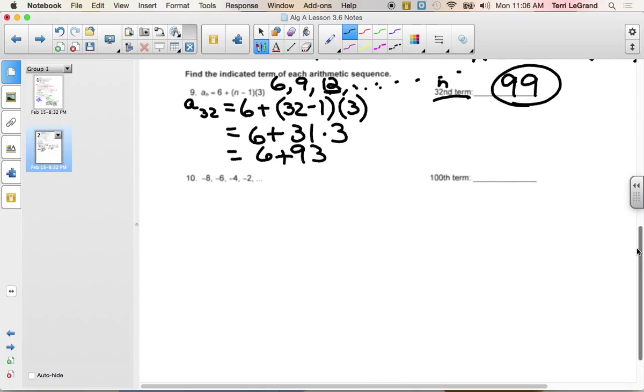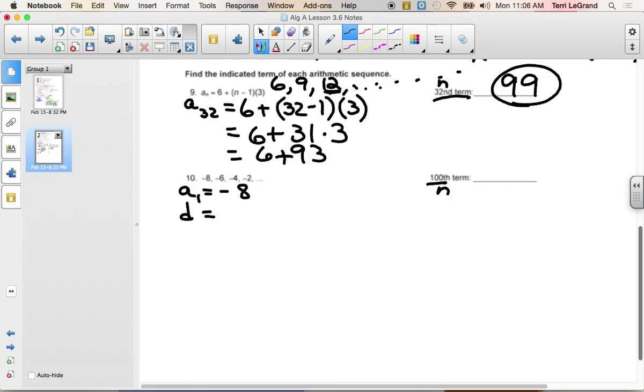Okay, well they just gave us a sequence here. We're going to have to work a little harder than we had in the last one. What's this 100 representing again? The n. Okay, so we need an n. What else do we need in our little formula? We need an a sub 1. What's our first term? Negative 8. So we have our n, we have our a sub 1. What else do we need? A d. We need that common difference.